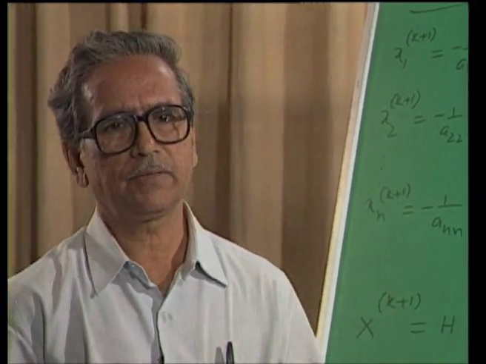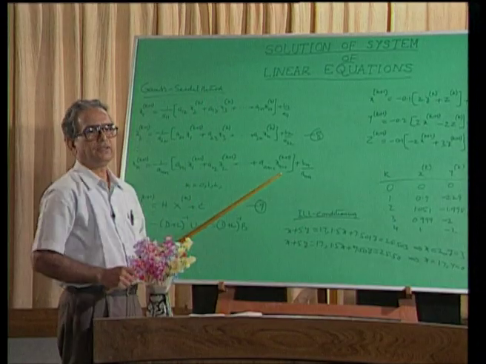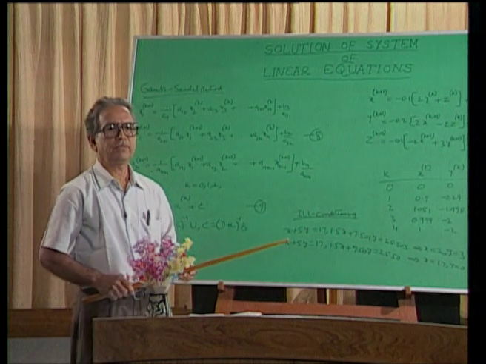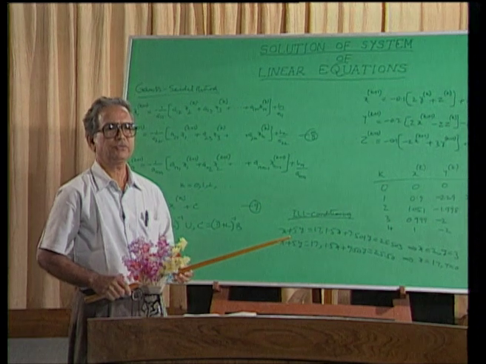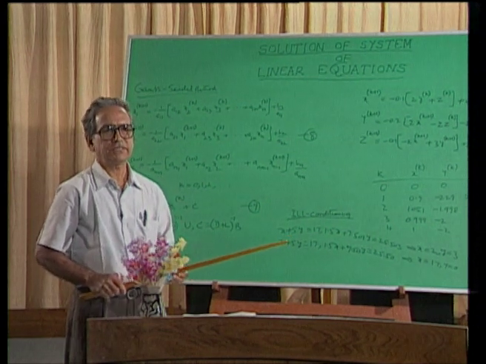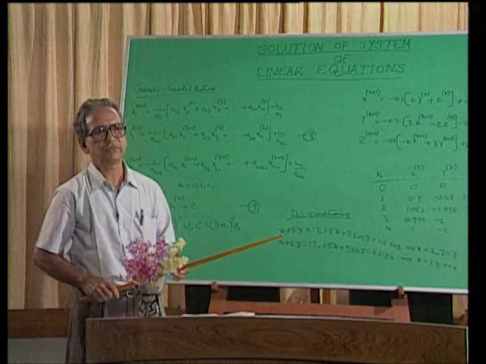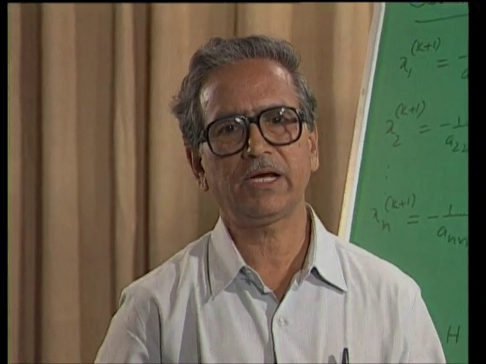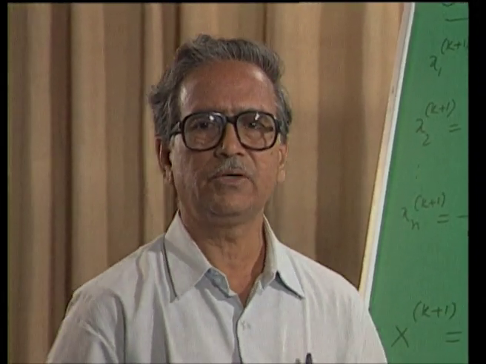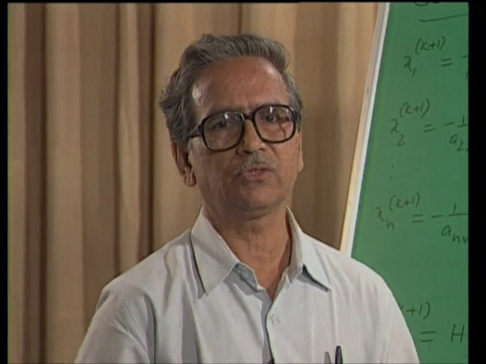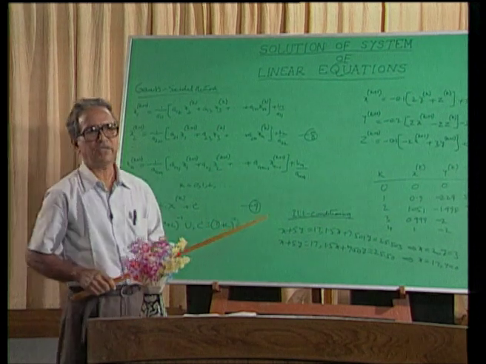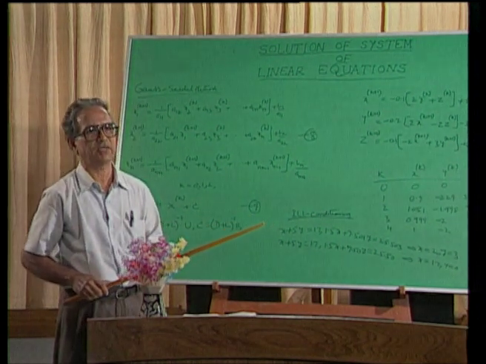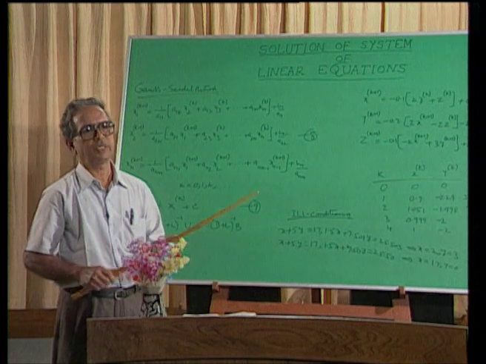Now we shall consider the Gauss-Seidel iteration method. In the Jacobi method, after obtaining x1 k plus 1 from the first equation, we have used again kth iteration values in the second equation to obtain x2 k plus 1, whereas already by the first equation we have a better value for x1. So what we do is, in the Gauss-Seidel iteration method, we use that better value of x1, namely x1 k plus 1, to obtain x2 k plus 1.